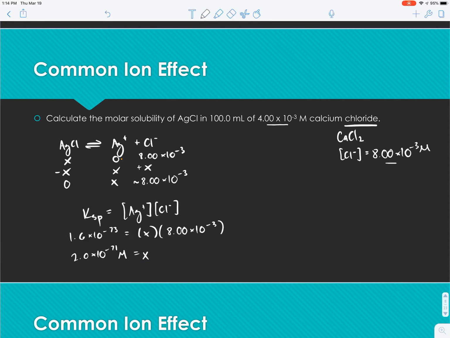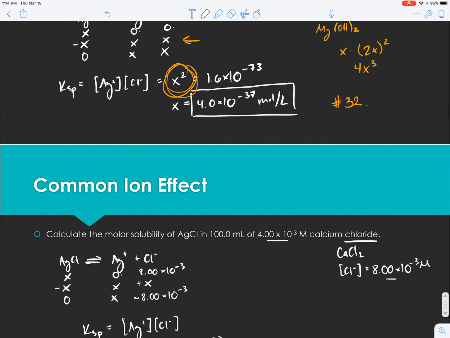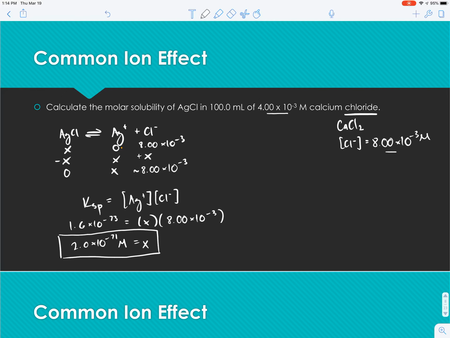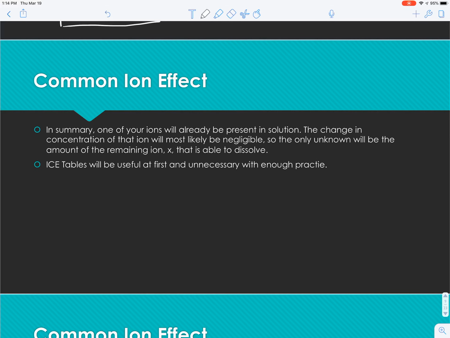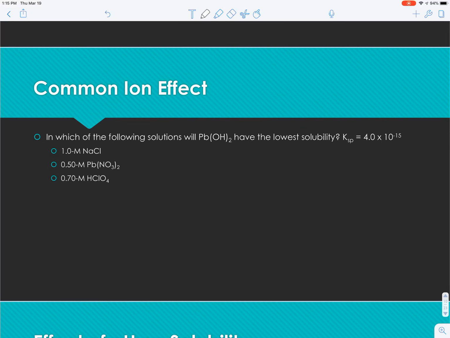Okay, so if we compare, we can see that it's quite different and much smaller than we had up here, 10 to the negative 37, and that's because of the presence of one of the ions already in solution. So you can significantly limit the solubility of a substance if one of the ions is already present. Okay, so in summary, for the common ion effect, one of the ions is already present, and the change will be negligible, which is to say that we can ignore the minus X, right? It doesn't count. And ICE tables are useful, but eventually you won't need them. Okay, so this is not quantitative, this is more conceptual.